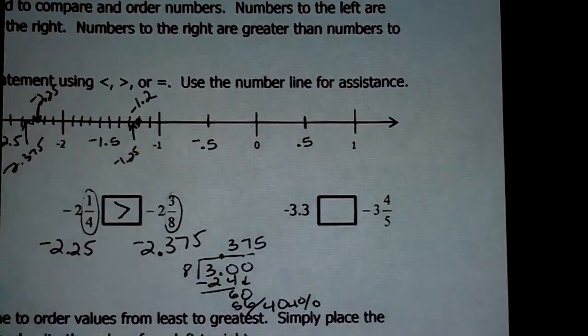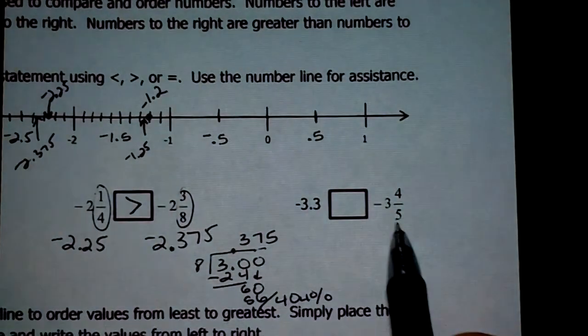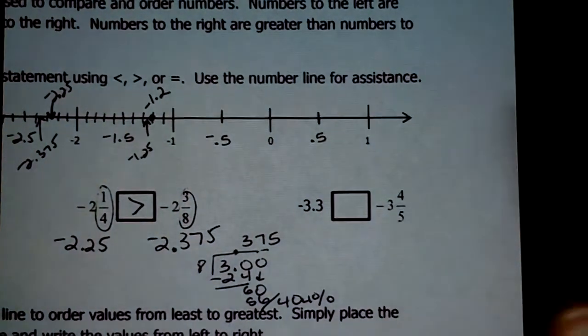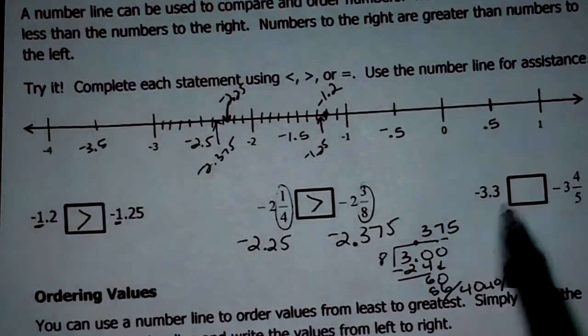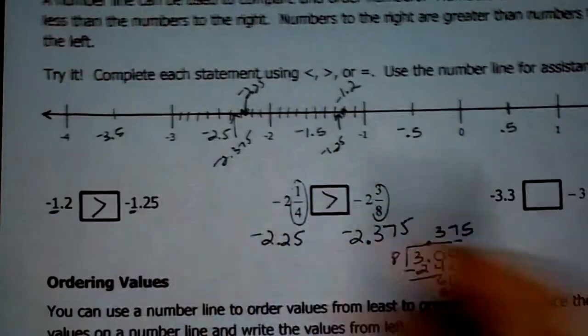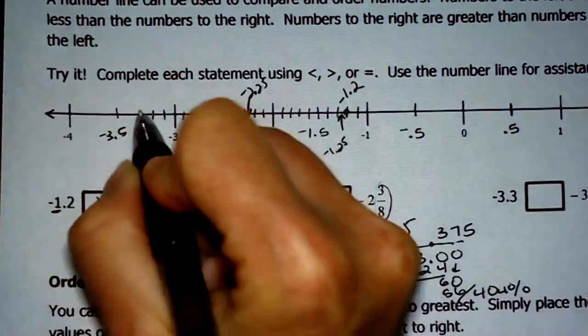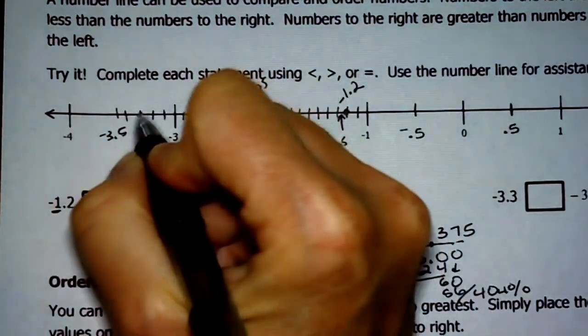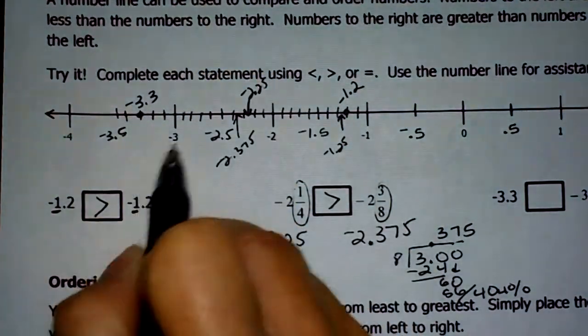Alright, next I have a decimal and a fraction that we're comparing. It's negative 3.3 and negative 3 4/5. It would really be helpful, I think, if they were both decimals. This one's kind of nice. It's already set for us. And negative 3.3, here's negative 3, here's negative 3.5. Negative 3.3 would be right here, 3 tallies away from the negative 3, heading to the left.